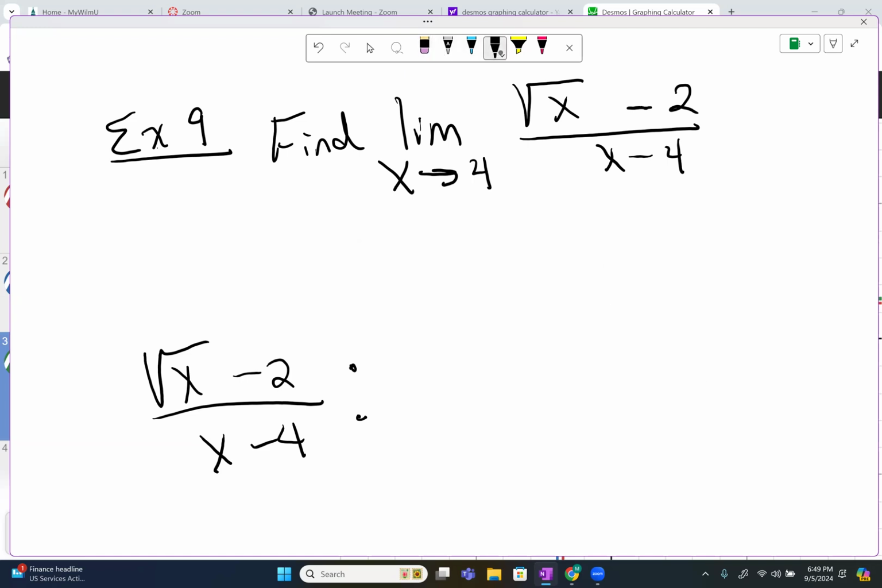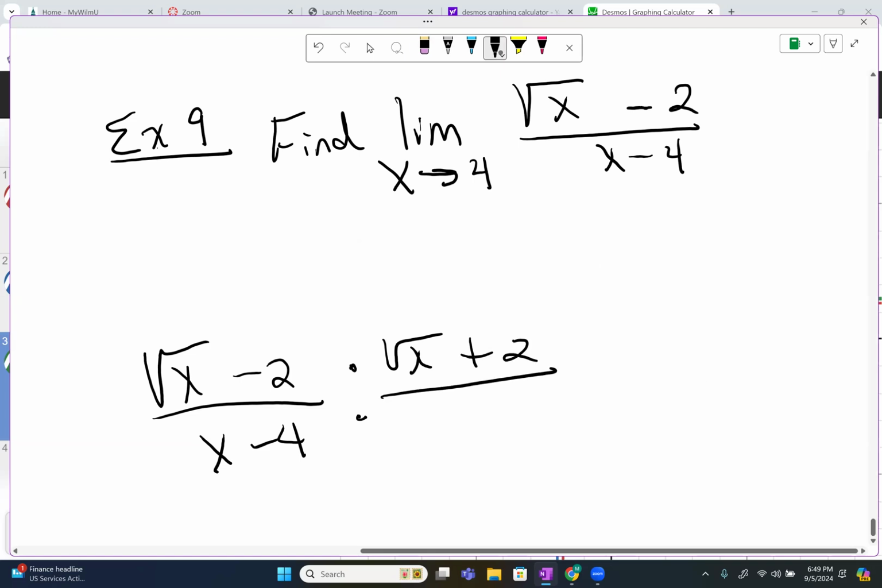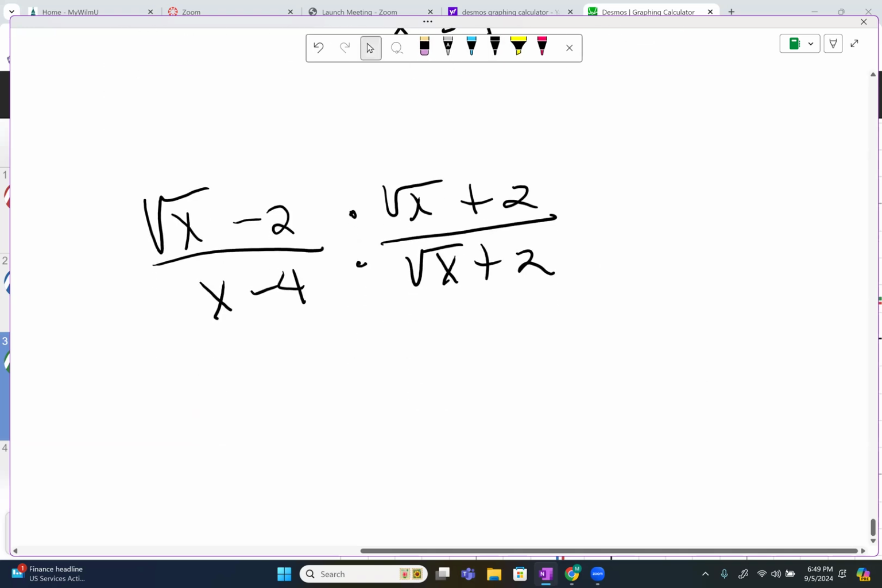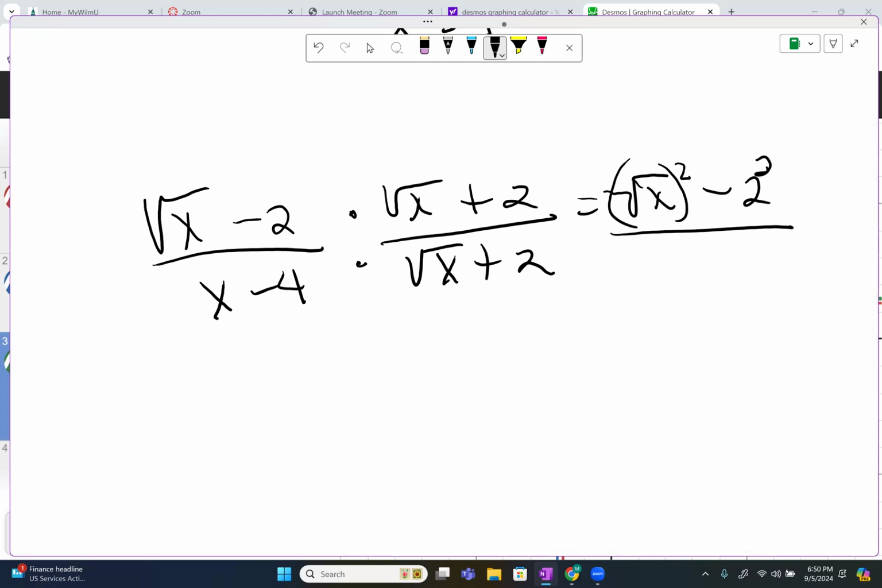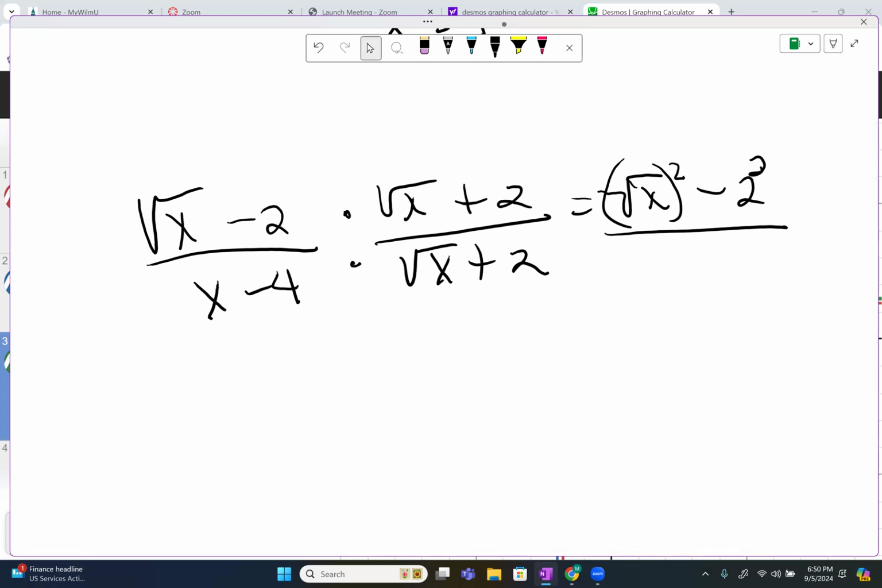So yeah, we multiply by the conjugate. Since we have the square root there, we're going to use the square root. So square root of x plus 2 over square root of x plus 2. And now this becomes the square root of x squared, and then plus 2 squared minus 2 squared. Oh my god, I'm betting 1,000. This is over x minus 4 times square root of x plus 2, which is going to give us, well, we have to wait to do this one.